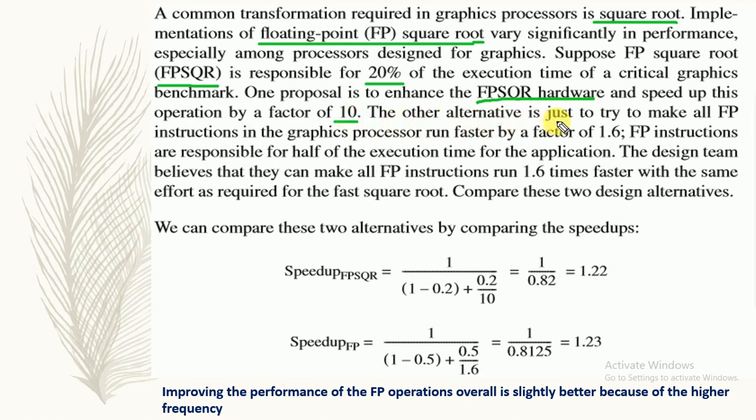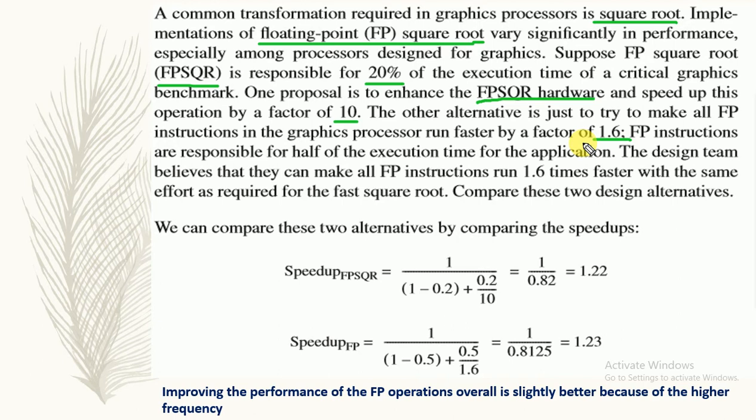The other alternative is, so we are going to compare two systems. So this is one enhancement. Now the other alternative is just to try to make all FP instructions in the graphics processor run faster by a factor of 1.6. Here we were considering only improving the floating point square root operation. Here it is considering improving all the floating point instructions in the graphics processor to run faster by a factor of 1.6.